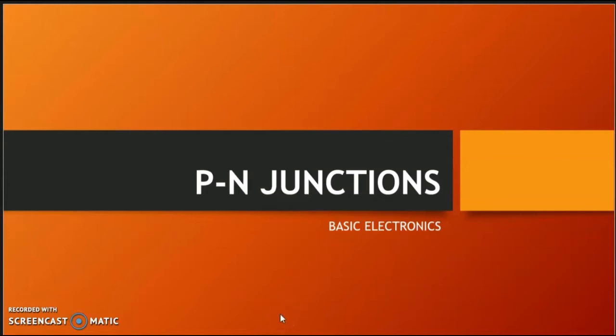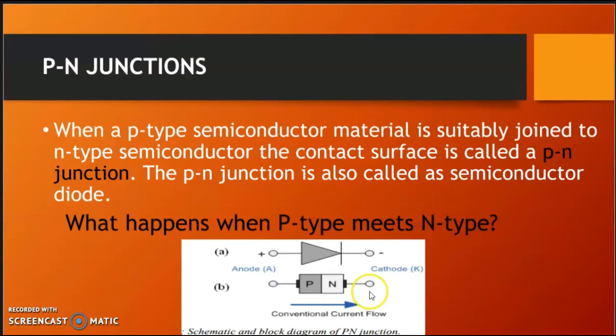Now we want to know what will happen when the P-type semiconductor meets the N-type semiconductor. So let's define what a p-n junction is. When we say a p-n junction, we are saying that whenever a p-type semiconductor material is suitably joined to an n-type semiconductor material, then that contact surface can be called a p-n junction. That is the surface between a p-type and an n-type semiconductor.